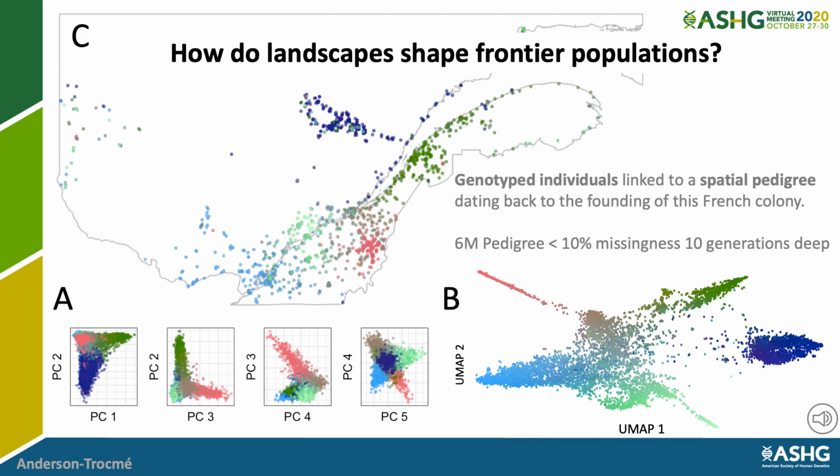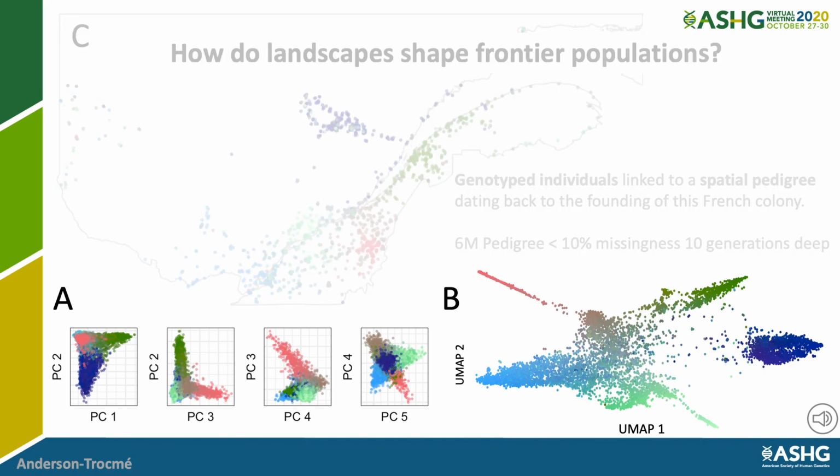We'll try and answer this question by using genotype data from 10,000 individuals from Quebec, of which about 2,000 consented to being linked to a spatial pedigree. This pedigree is made up of over 6 million parish records dating back to the founding of the French colony. We acknowledge that there is little representation from Indigenous peoples who have been occupying this land for thousands of years.